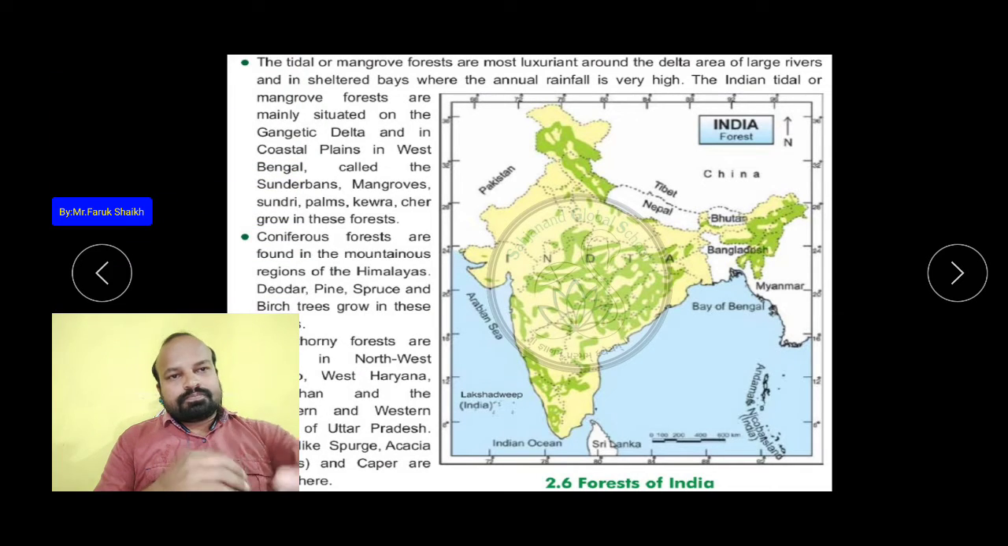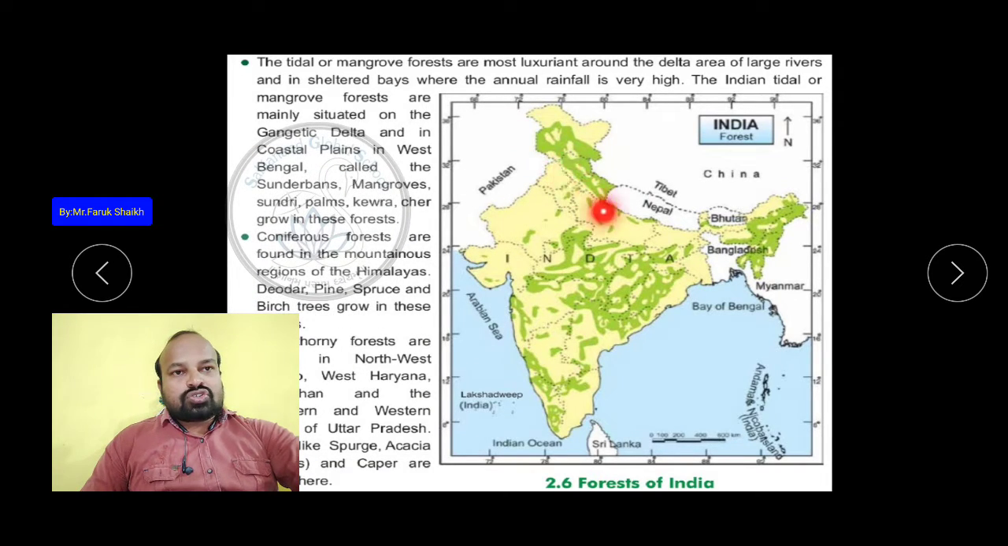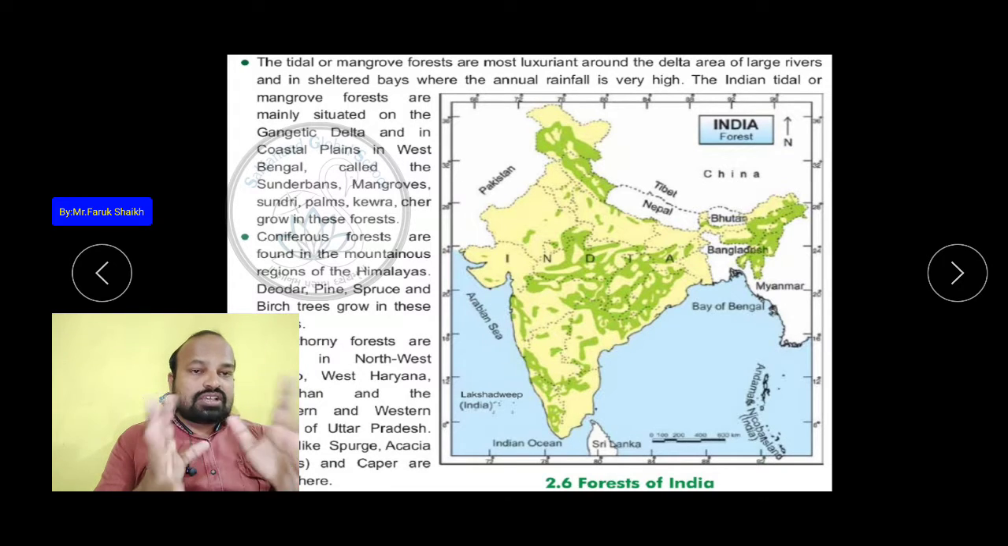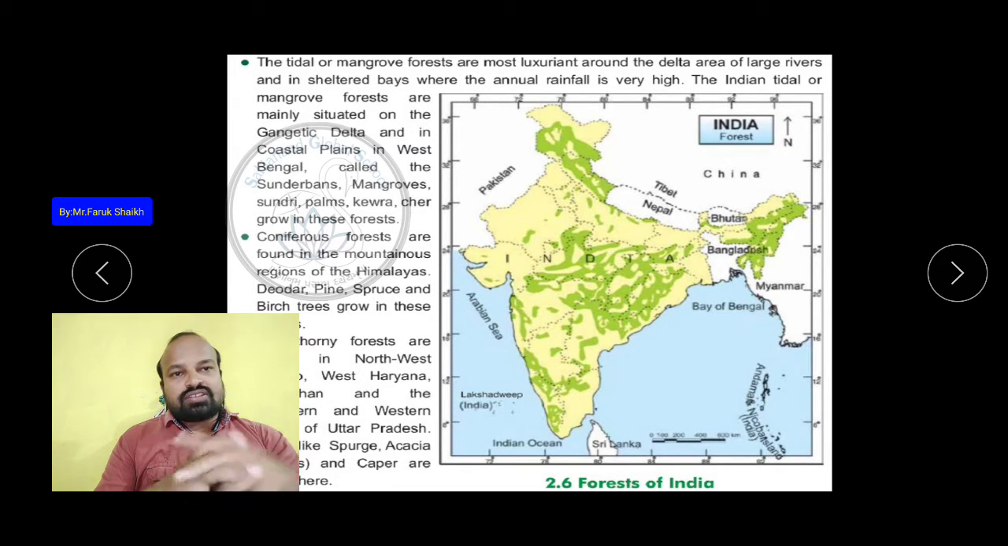Here you can see in the map the different types of forests of India. You can see the green color in India, there are plenty of forests. Here you can see in North India, in Jammu and Kashmir, here in Assam and all the seven sisters states, in central India, and along the coastline also. Here you can also see Jamnagar, there is also forest. So these are the regions where the forests are in India.